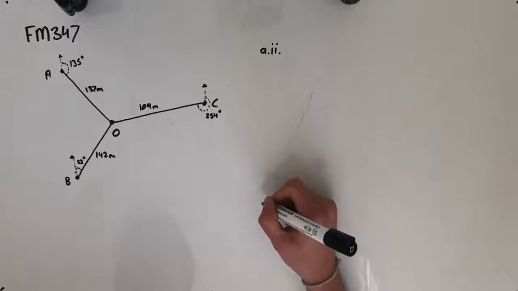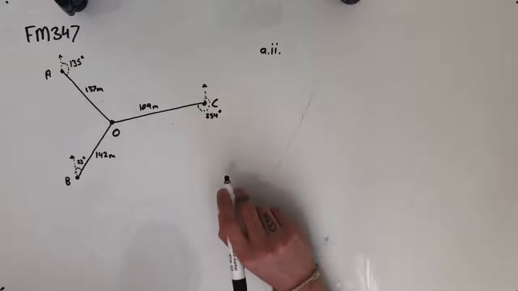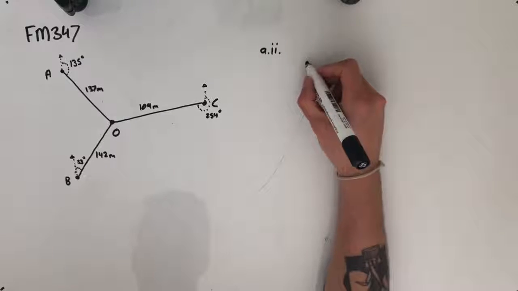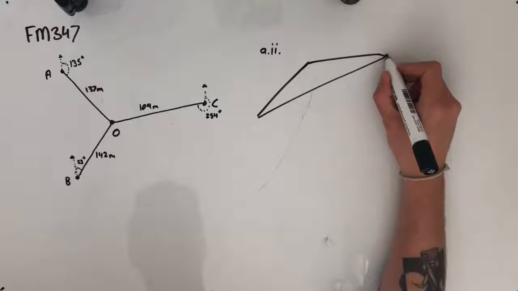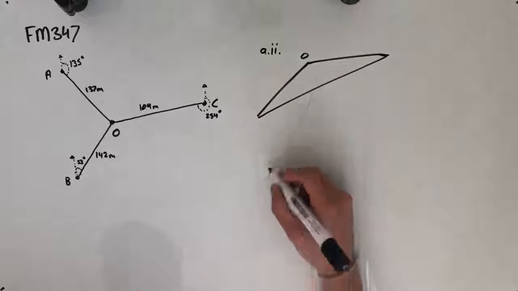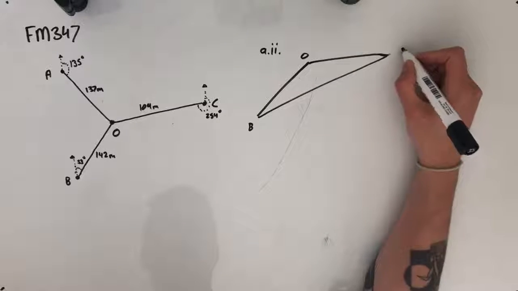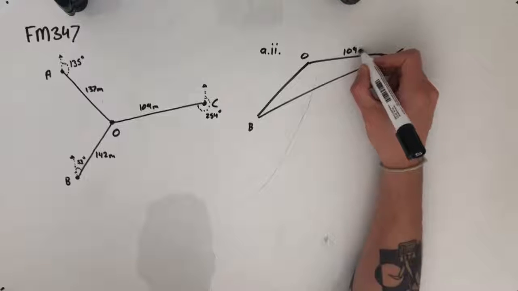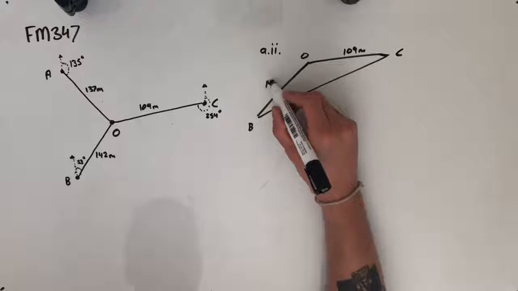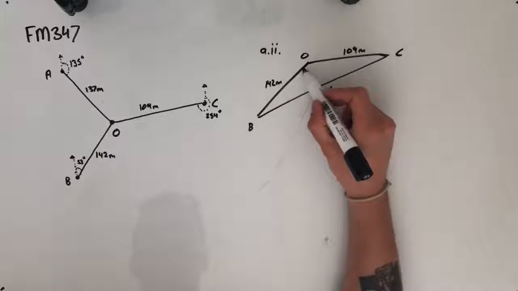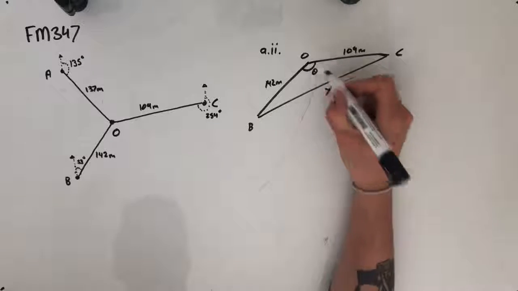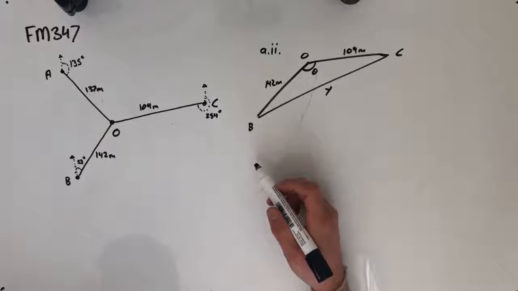Question a part 2 asks us to show that the distance in meters from campsite B to campsite C is 246.87 meters. So to set this question up, once again, we're going to start by creating the triangle that we're looking at here, so we get a bit of an idea of what we're working with. This is going to be point O, this is going to be point B, and this is going to be point C. And we should have 109 meters up here, 142 meters down here, and we're going to try and find this length here between B and C.